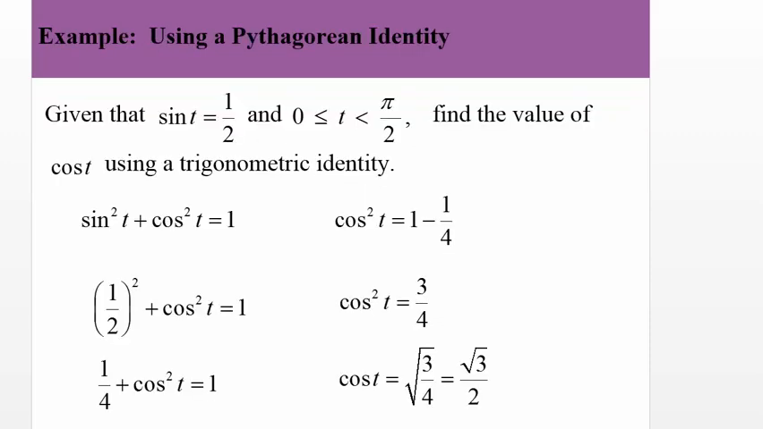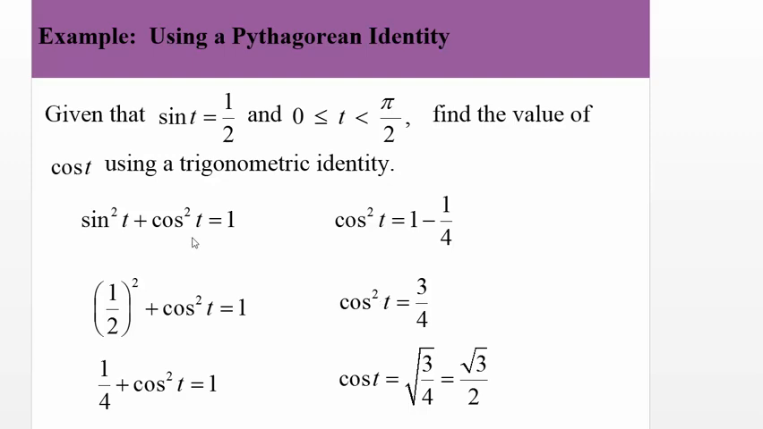Right, an example using the Pythagorean identity. It says let's say that the sine of t is 1/2 and t, the angle, has to be between 0 and pi over 2, which would put that in the first quadrant. It says find the value of the cosine of t using a trigonometric identity here. Now, if you knew the sine of t was 1/2 and you knew your unit circle, that would be equivalent to 30 degrees. And you could say, well, the cosine is the square root of 3 over 2 without doing any of this if you understood the unit circle.